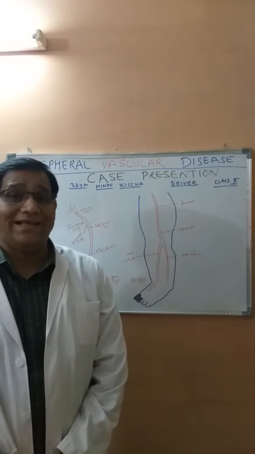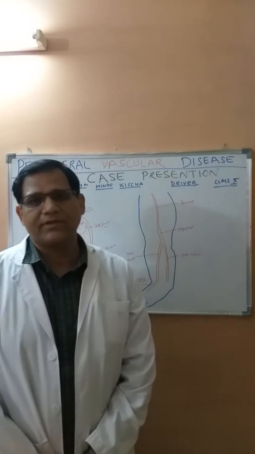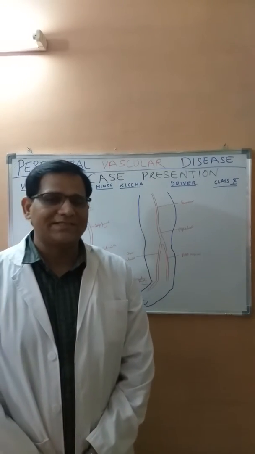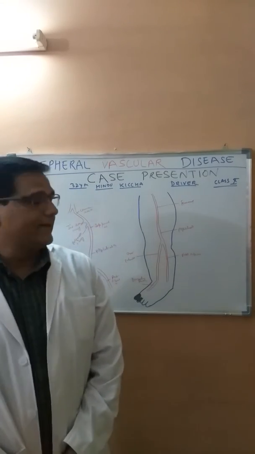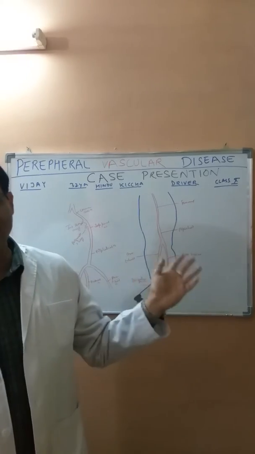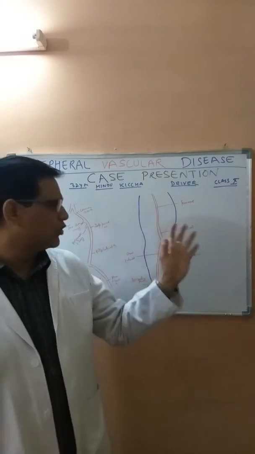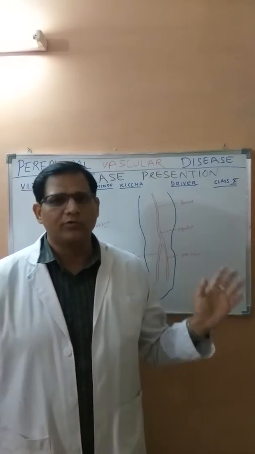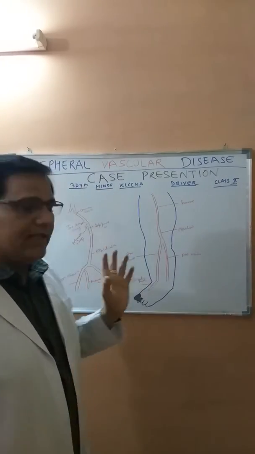Respiratory system, bilateral air entry is normal, no rhonchi, no crepitations. Then the central nervous system: patient GCS is 15 by 15. And motor evaluation, you can do whether it is 2 by 6 or 4 by 6 or 6 by 6. You have to do the motor evaluation of both the lower limbs.